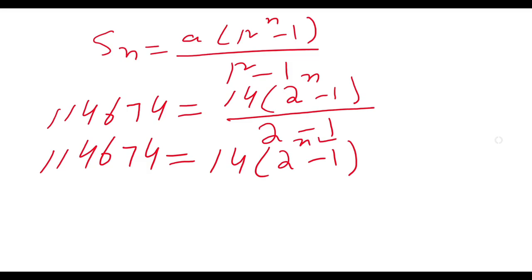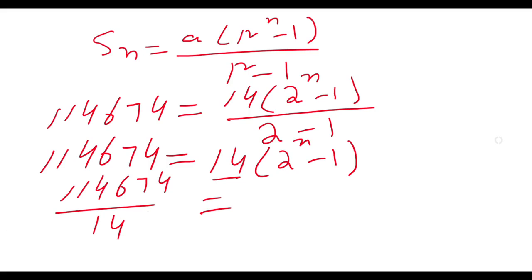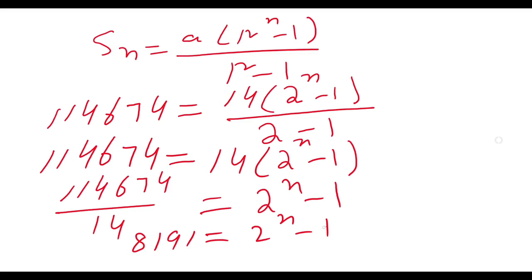Solve for n here. 114,674 divided by 14: I move the 14 over, this side becomes division. Further simplified, 8,191 is equal to 2^n minus 1. So the minus 1 I move over to this side and it becomes positive. So this is going to be 8,192 is equal to 2^n.